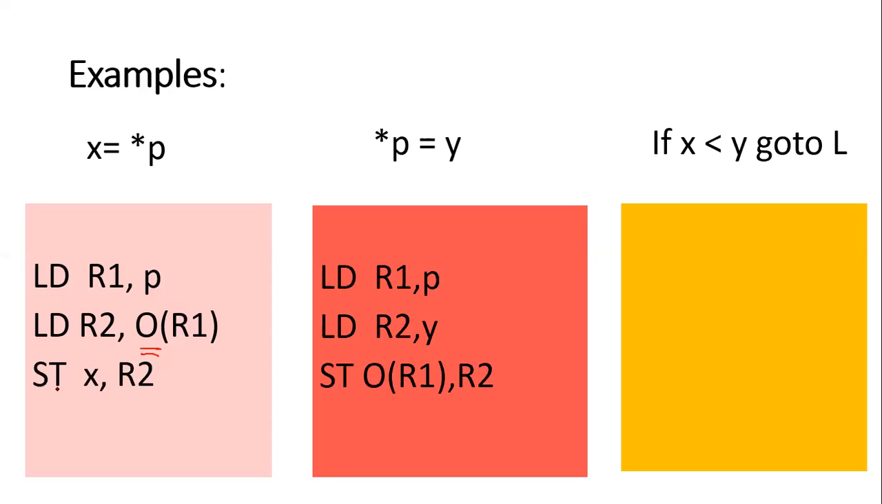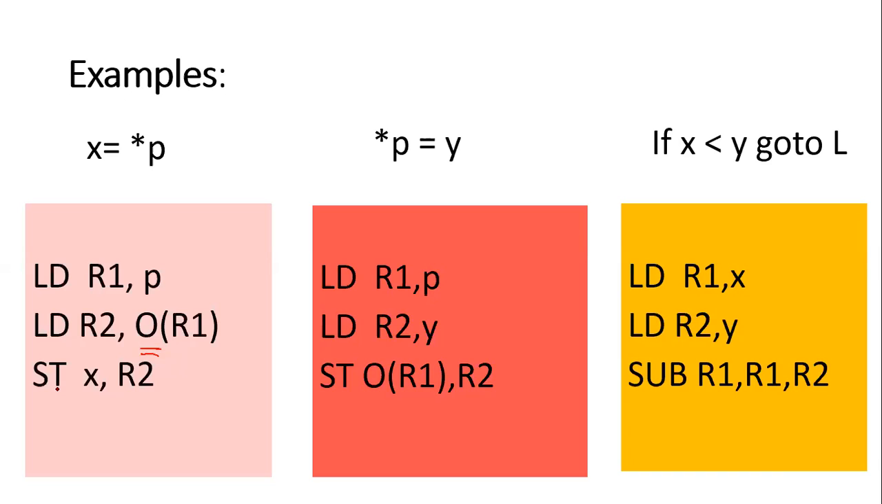Next, if some condition, if X is less than Y, go to L, then how to represent this? See, first load R1 with X, load R2 with Y, and subtract R2 from R1, result will be stored in R1. Okay, so if R1, because the result is in R1, is less than 0, is it not? If it is less than 0, BLTZ, then you have to go to some location M or L, whatever label you can write. Okay, this is how to represent the code.